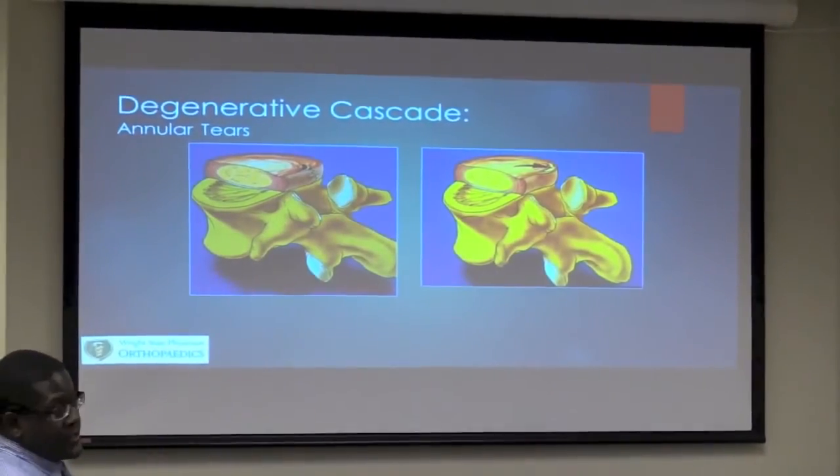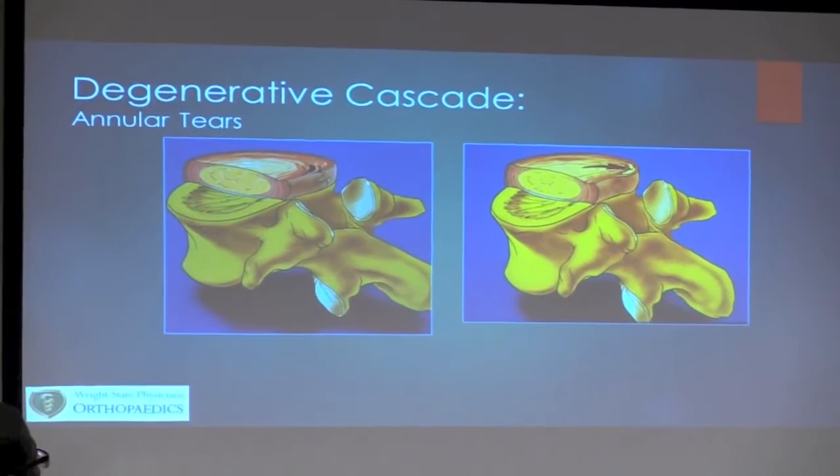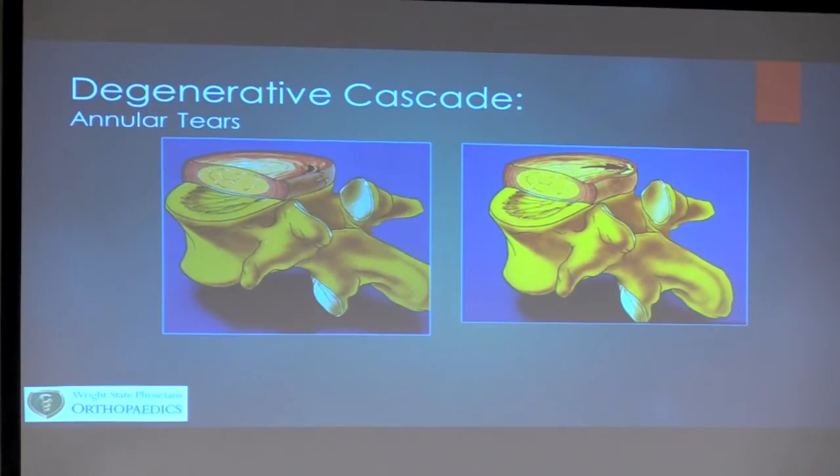So going to this degenerative cascade that we're talking about, what you have is the disc develops fissures. As you can see, there's a fissure there, and you can see the circular layers of fibrous tissue with a more fluid nucleus. When you have these fissures developing, some of this nucleus can push through a fissure and come out.